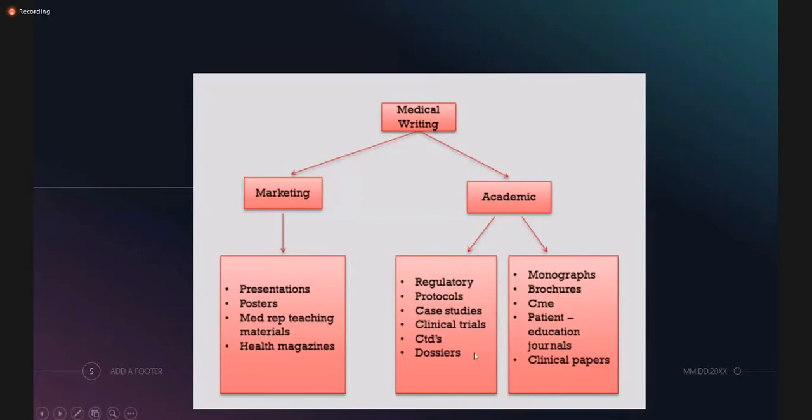And dossier means a collection of multiple things. For example, we prepare a dossier of prevention, treatment, and consequences of COVID-19. So we combine all those three or four sections as a dossier. That dossier may be sufficient for healthcare professionals as well as for the general public.